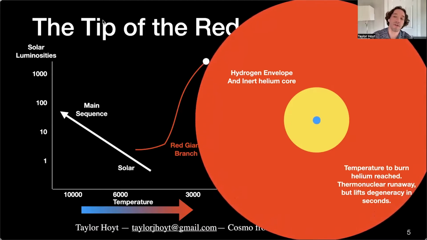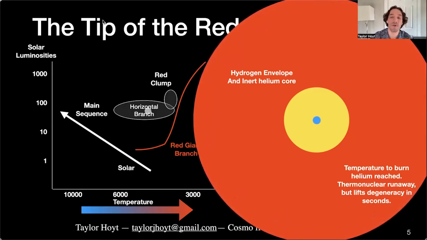So once the temperature to burn helium is reached, we hit, of course, a thermonuclear runaway because there's no pressure valve to relieve the increase in temperature. However, the energy production in this thermonuclear runaway is so high that in just a few seconds, degeneracy is lifted, stable core burning of helium is established, and as we saw, there's a rapid evolution off the tip of the red giant branch when this non-degenerate helium core burning is established.